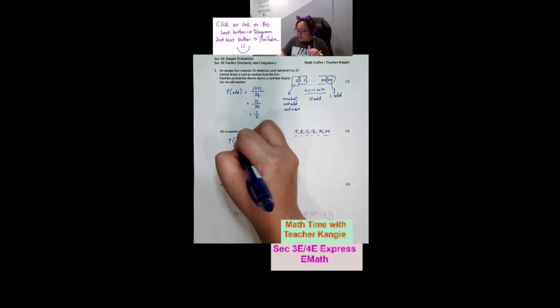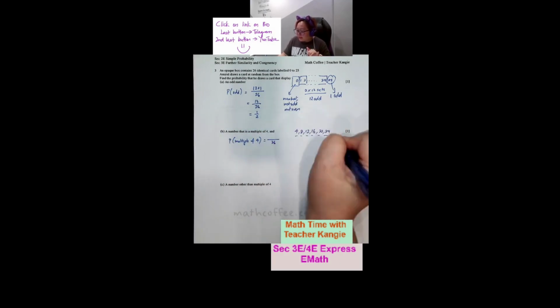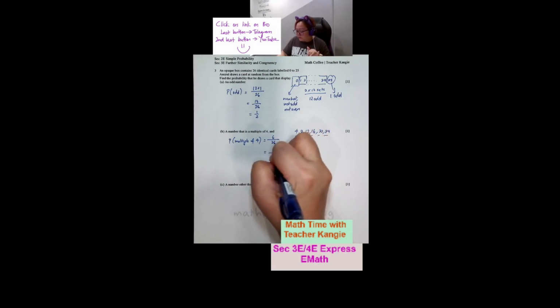So the probability of picking a multiple of 4: I have a total of 26 cards and I have 6. So it's 6 out of 26. Reduce it to the lowest term. You get 3 out of 13. Done.